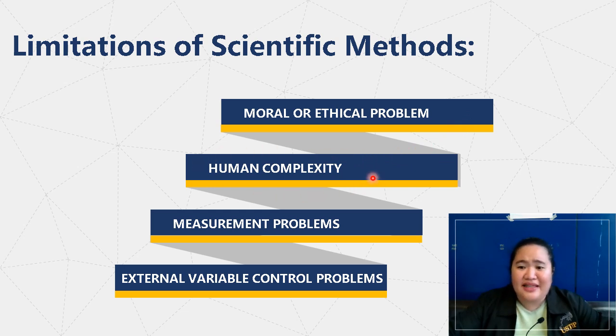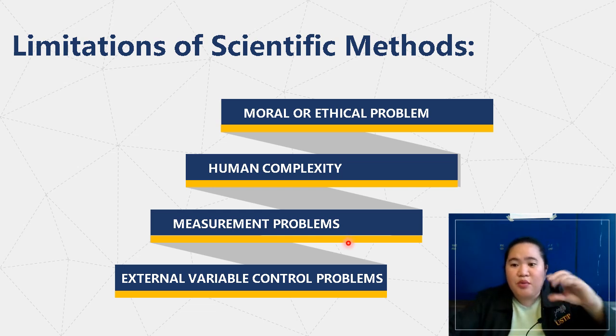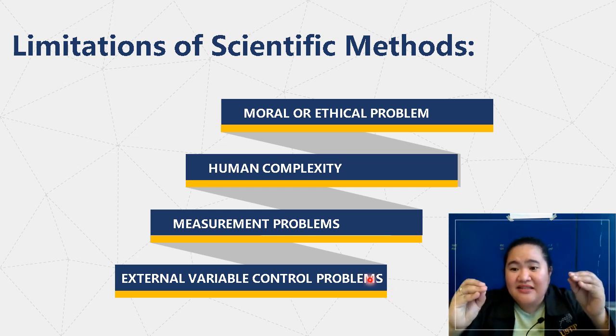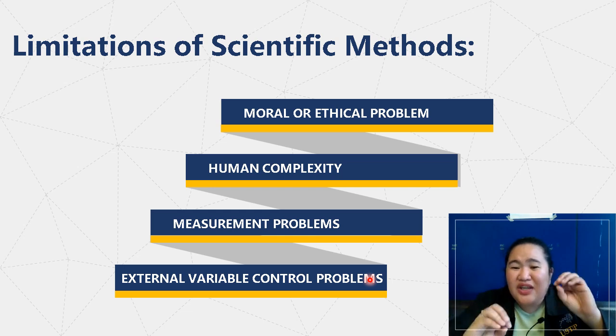There's human complexity, class, that humans are changing. Okay? So, for instance, with your feelings, now you're okay, the next time you're sad, the next time you're happy, how complicated, okay? And then, of course, there's a limitation in the measurement of the problems. Problems arise; the main problem branches out into sub problems. And there's also external variable control problems, external variables that we cannot control. So in experiments, class, there are external variables that we cannot control, so that's a limitation to the scientific method.